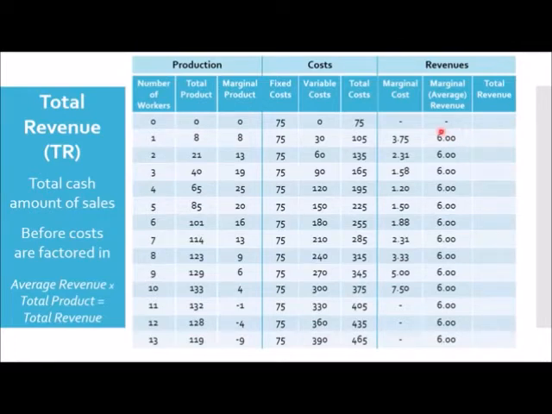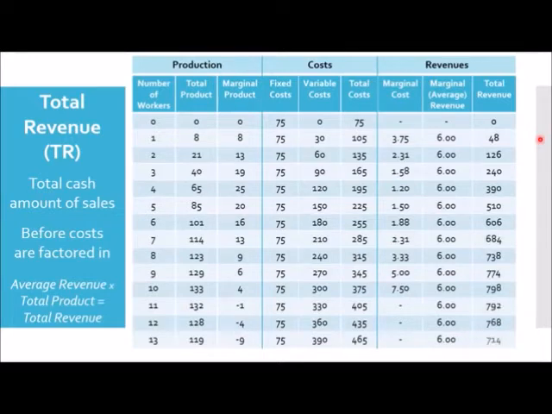Now, if we're selling each individual one for $6, but our total product is 8, so we're selling 8 products at $6 a piece, that's going to be $48. It's our average revenue right here, multiplied by our total product. And so again, if we did $6 times 21 products that we're selling, we sold each one of those for $6. 6 times 21 is $126. So we would just do that same multiplication all the way through, taking our average revenue and multiplying it out by our total product.